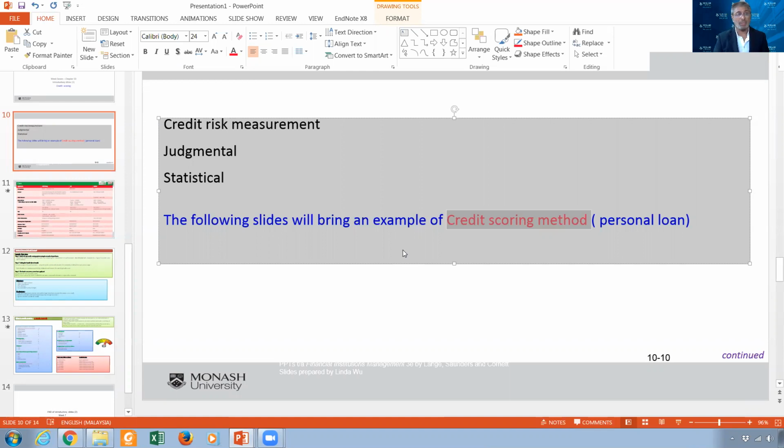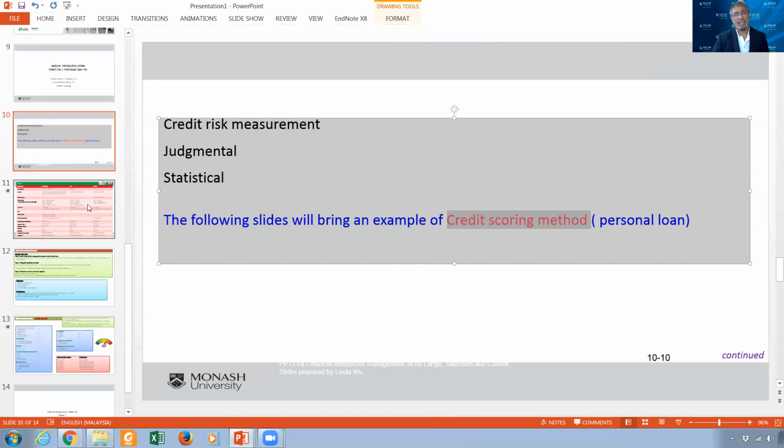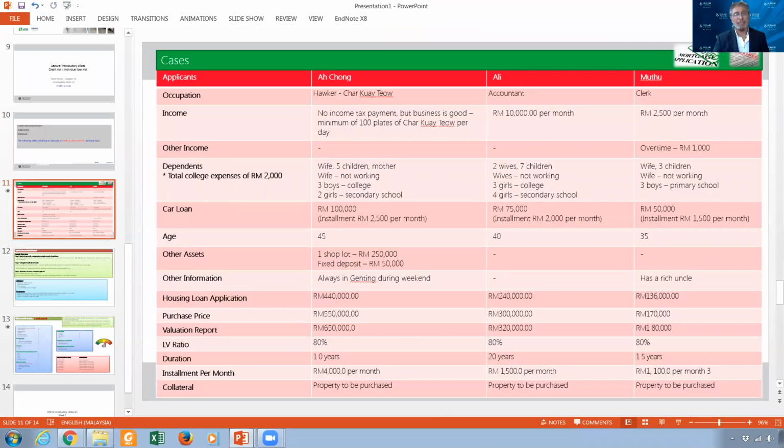Let me tell you what the credit scoring method is. Now, look at this example. Assume you are in the bank, and these are 3 applications. Application 1 is from Oshong, who is an applicant, we have another one from Ali, and we have another one from Matthew.